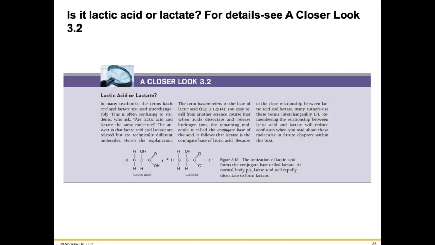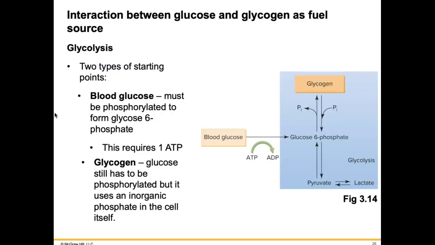Now we'll get into what pyruvate is in a little bit, but you may have already heard of the molecules lactic acid or lactate, and sometimes they're even used interchangeably. So what I wanted to clarify is that lactate is actually the base of lactic acid. So you could see here that hydrogen has been removed. And when acids dissociate, they release their hydrogen ions. That's why we see it here. So we're going to call lactate the conjugate base here. Now let's start getting into the details of glycolysis.